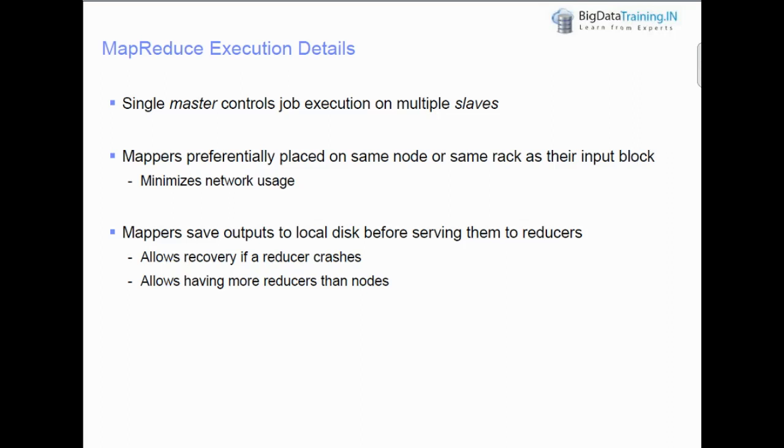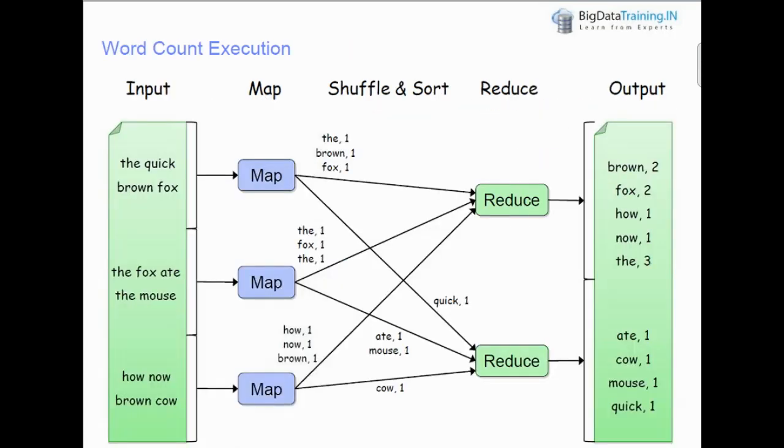I think this mappers preferentially placed on the same node. Probably I'm not able to visualize how a task tracker and the mapper can be from the same node. I don't want to waste your time as well. No, no, get a clear picture, because that is more relevant here. Okay, let me explain that.